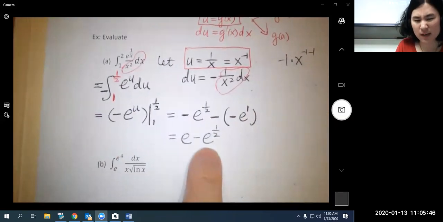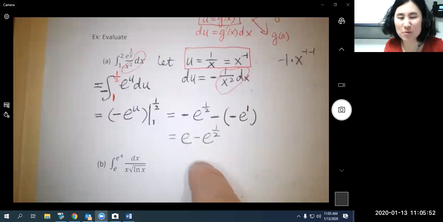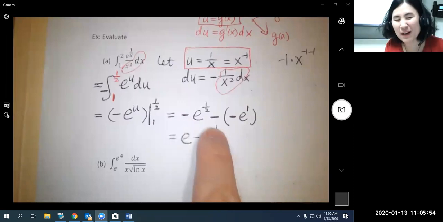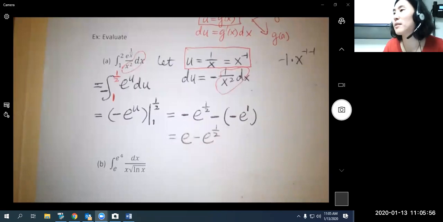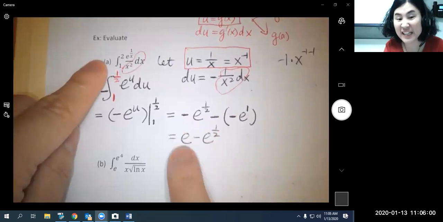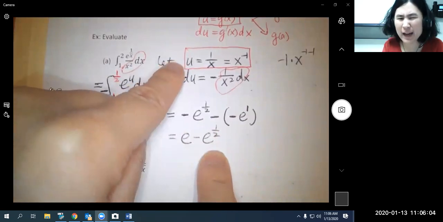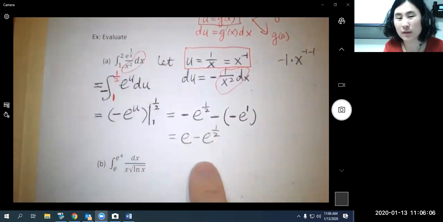And then you may ask, what is this? Because e is a natural number, right? So e to the first power is also a number. E to the 1/2 is also a number. A number minus a number is a number. So see, the result for a definite integral is indeed a number. We don't have to worry about changing u back in terms of x. We don't have to.